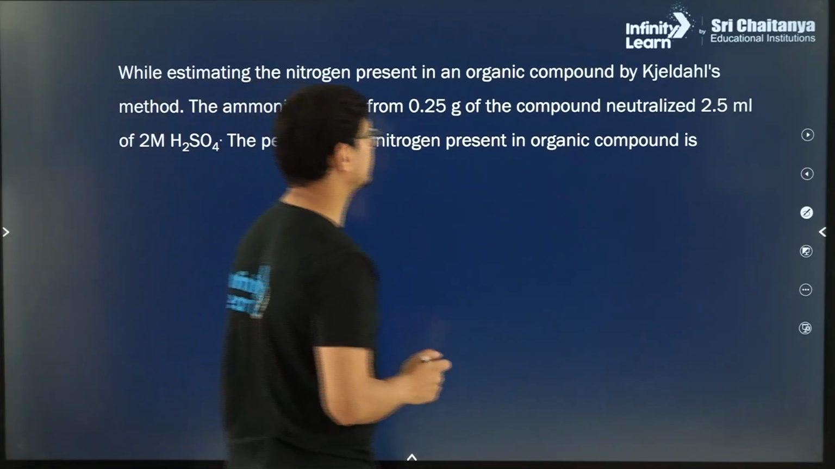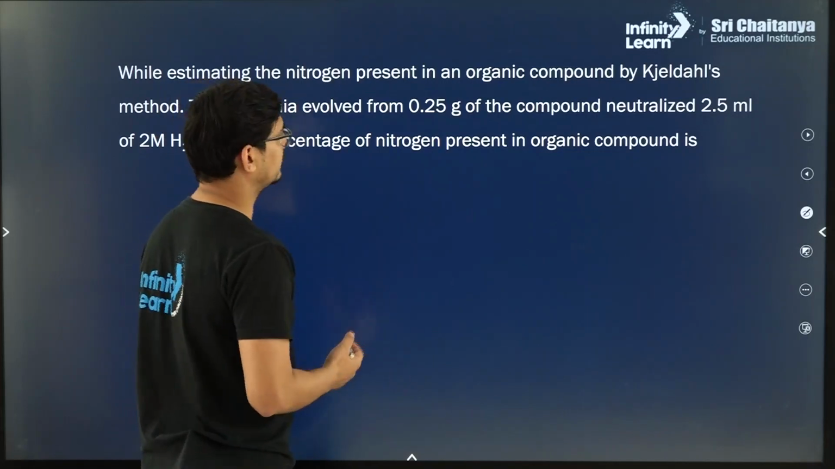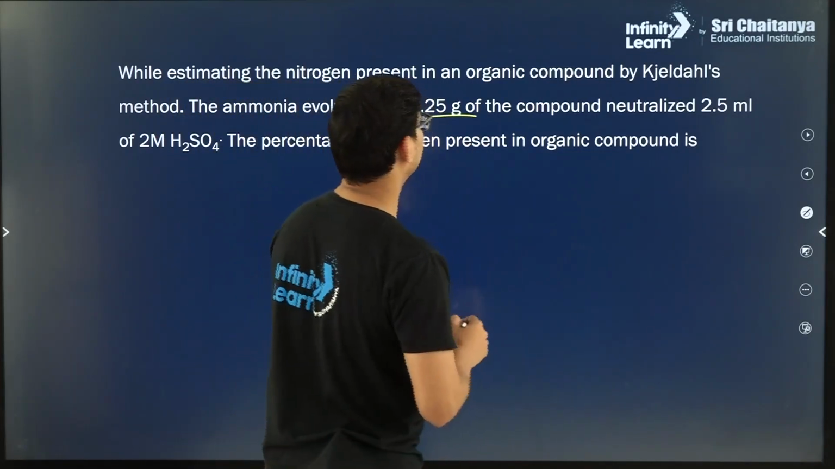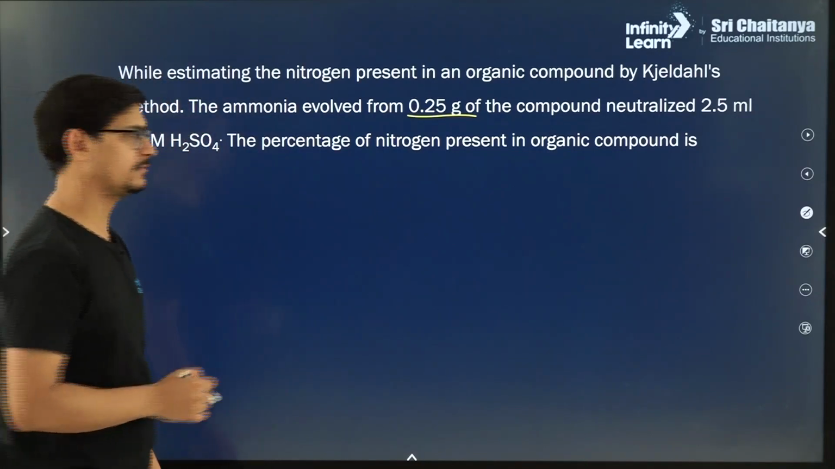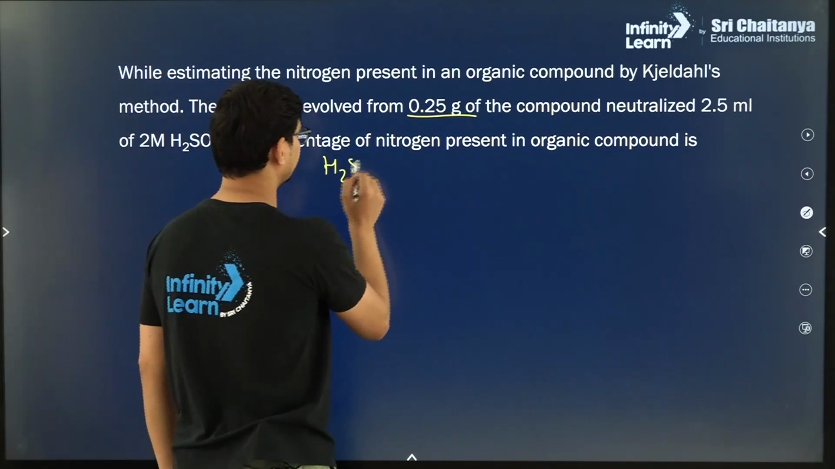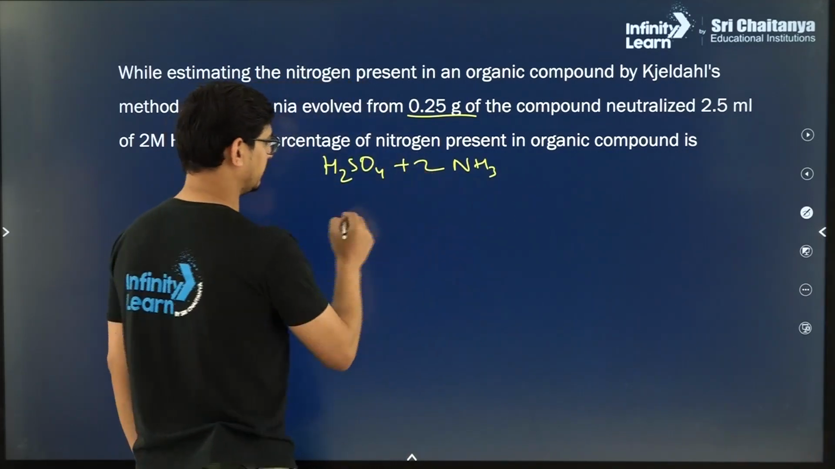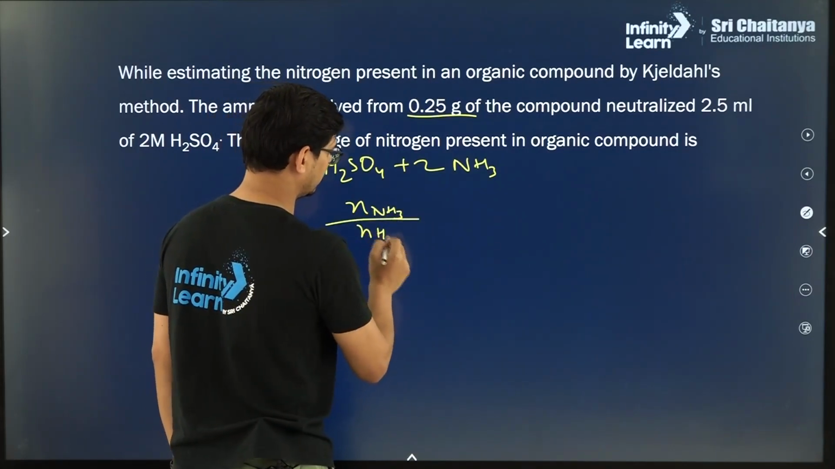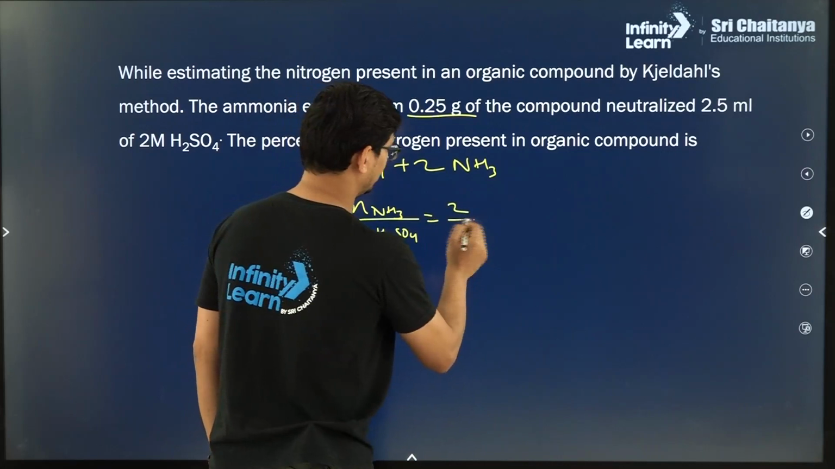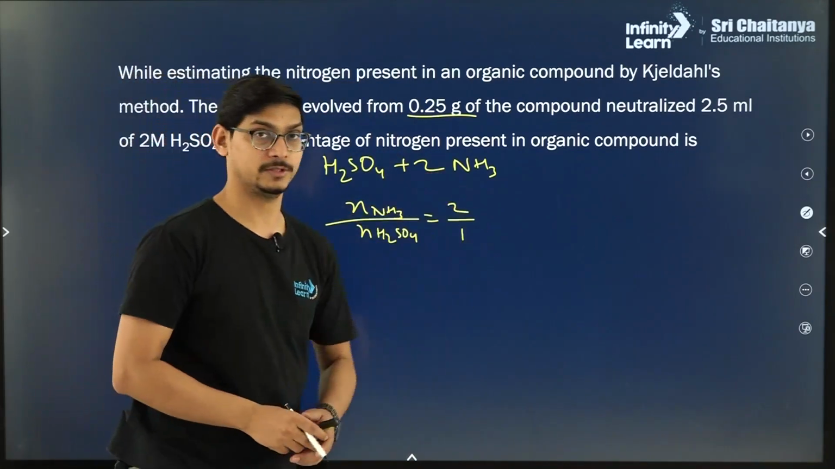While estimating nitrogen present in an organic compound by Kjeldahl's method, the amount of evolved ammonia from 0.25 gram of the compound reacts with 2.5 ml of 2 molar sulfuric acid. So we know that the reaction between sulfuric acid and ammonia is this, right? That means I can say the number of moles of ammonia to the number of moles of sulfuric acid is going to be 2:1, right? That is, if you are taking 1 mole of sulfuric acid, you need 2 moles of ammonia.